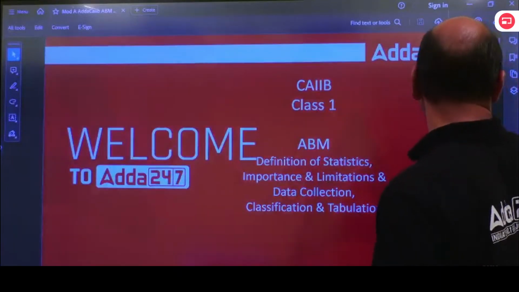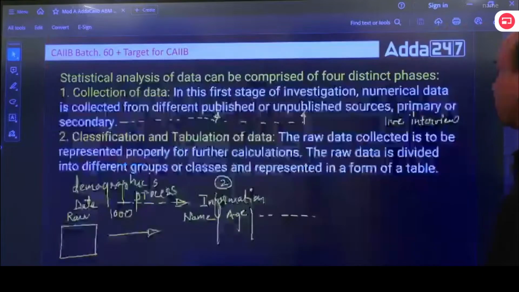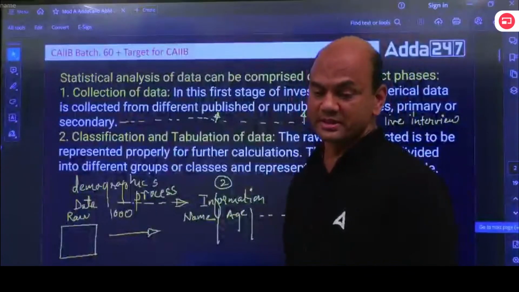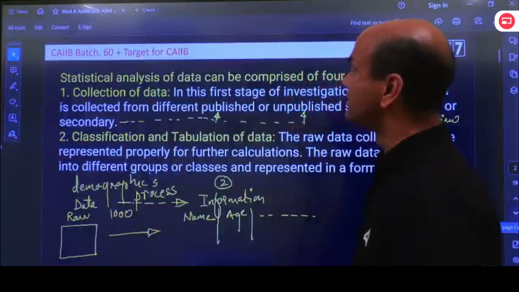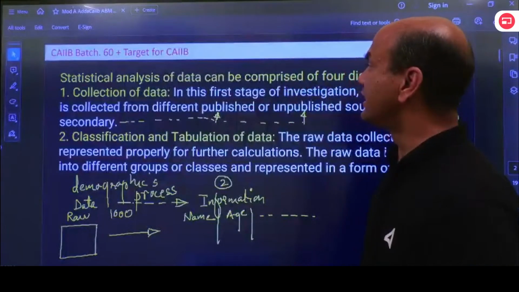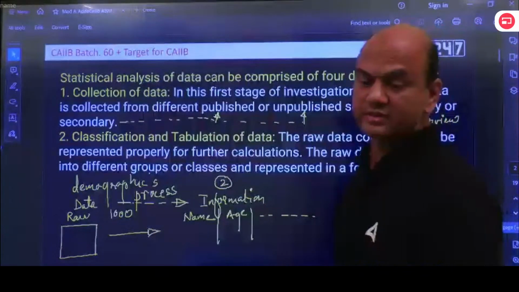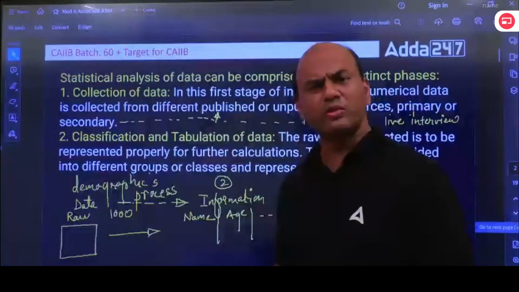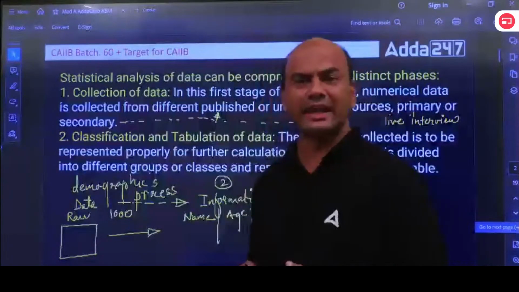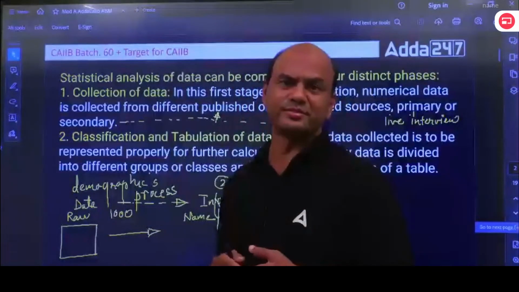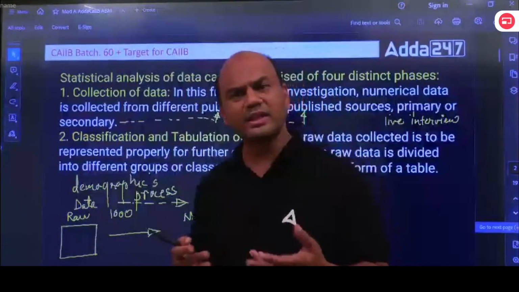Say this. Next one now. Let's start with the basics. Statistics. Here, statistical analysis of data can comprise of 4 distinct phases. Now look at this. What are the phases? Whenever you do this, you can say analysis of any data. How do you do the analysis? What is analysis?